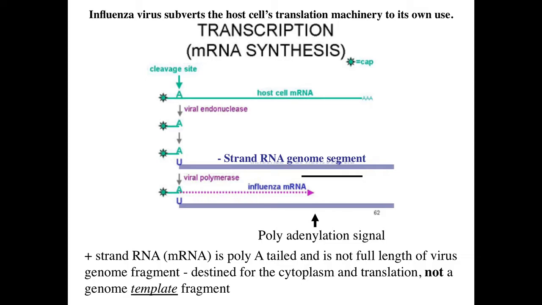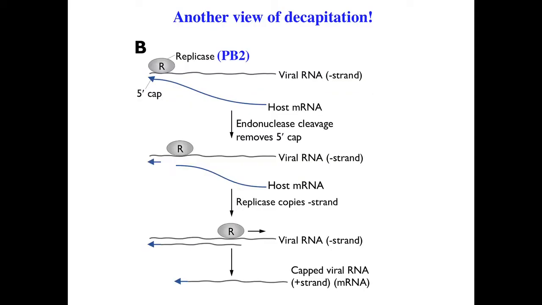But recognize that this particular transcript has not gone the full length of this negative strand. It did not make a positive strand copy of that full genome segment. That's going to occur later in infection. At this point in infection, the only thing the virus is concerned with is making messenger RNA that can be translated by the host to make viral proteins. So that's what's occurring first, using this cap snatching method and then this polyadenylation signal.